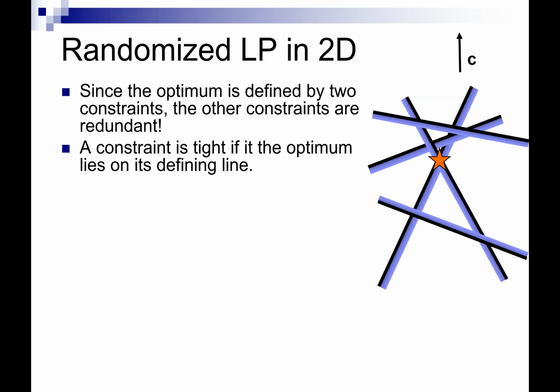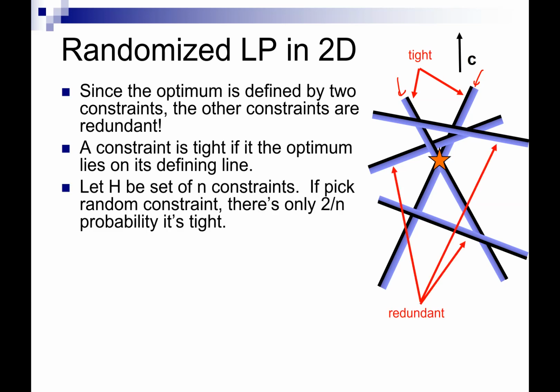We're going to say that a constraint is tight if the optimum lies on its defining line. Here the optimum is this red point, and the two tight constraints are the ones where this point actually lies on that constraint's line. That would be this constraint and that constraint. So these two are tight. And then the other ones are redundant.